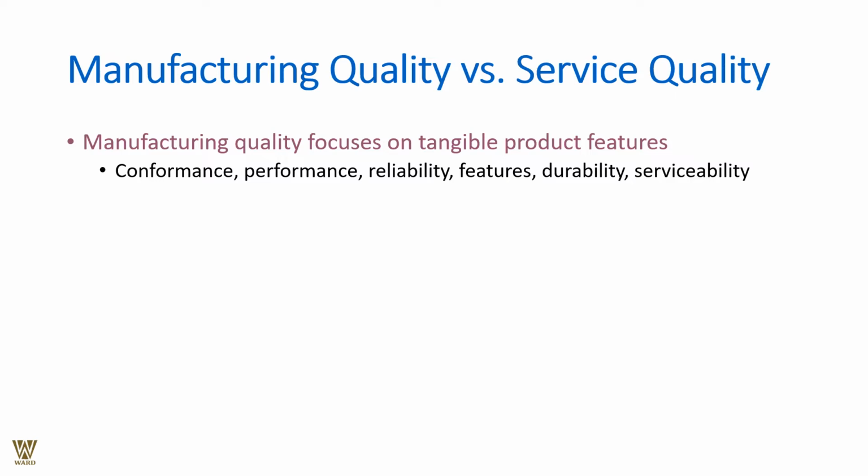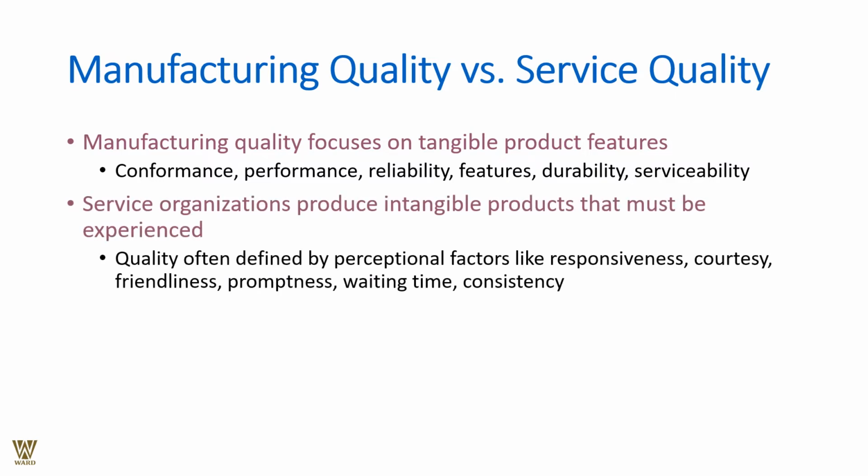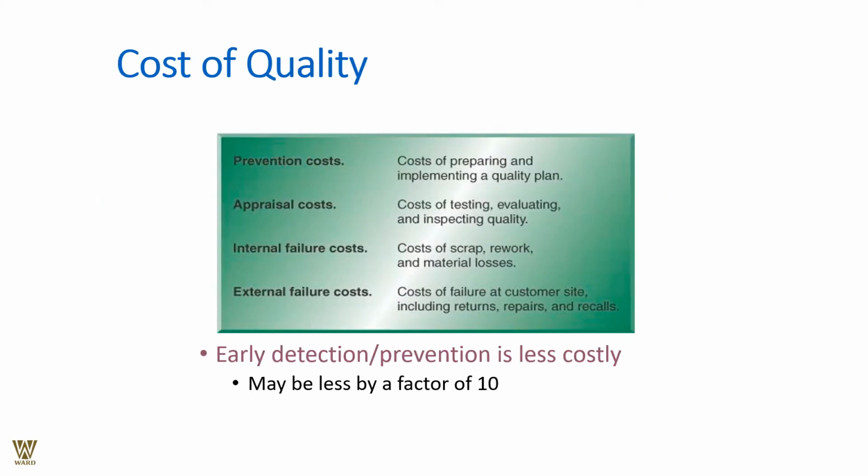It's all about conforming to what has been stated, performance, reliability, which might not be the case in a service organization. Why? Because services can only be experienced, they cannot be touched, they cannot be felt, they cannot be seen. There is no physical manifestation of services. So quality often is defined by perception factors like responsiveness, courtesy, friendliness, promptness, waiting time, and consistency thereby.